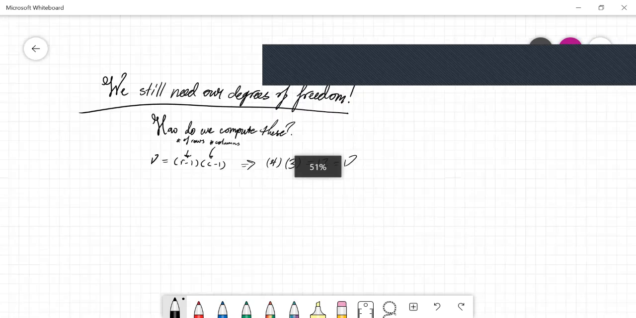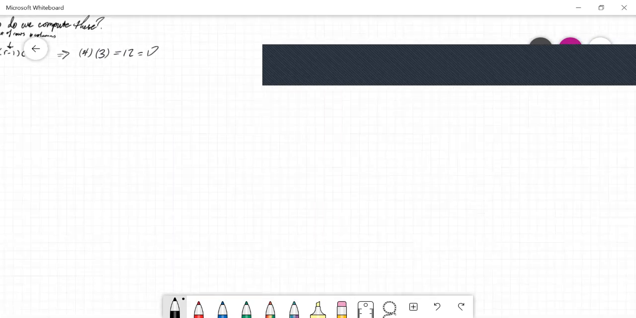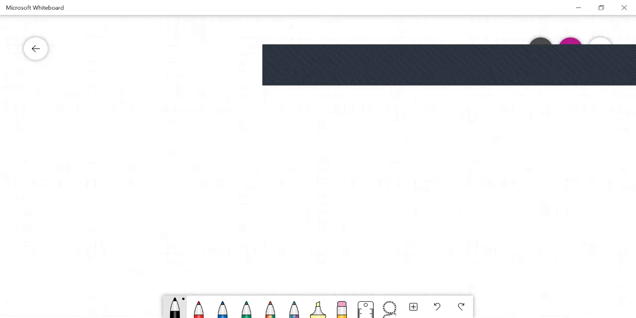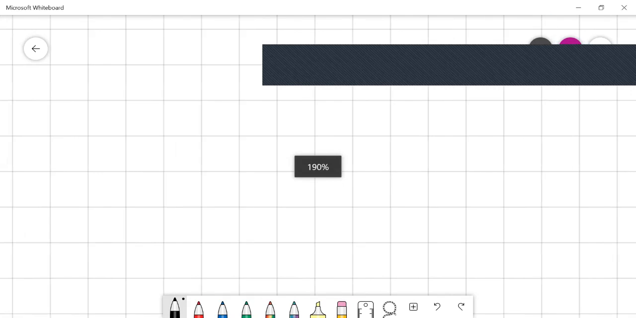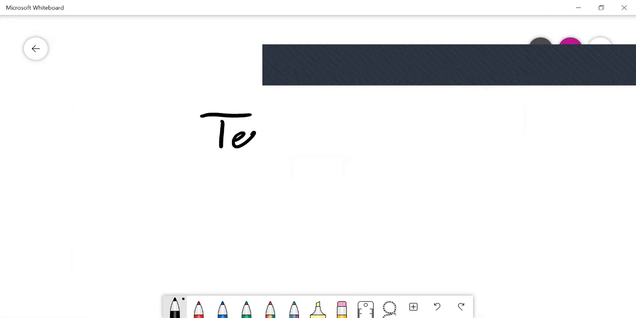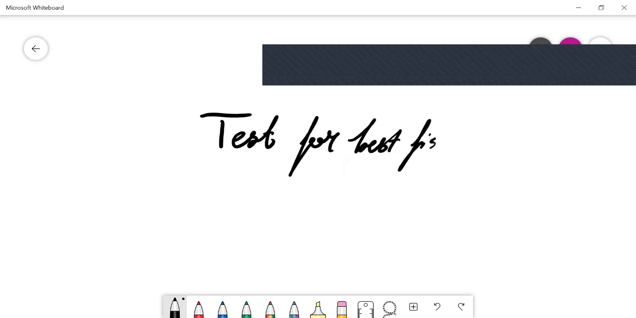Now there's one other type of problem I want to discuss that chi-squared can come in handy with, which is the test for best fit of a distribution.